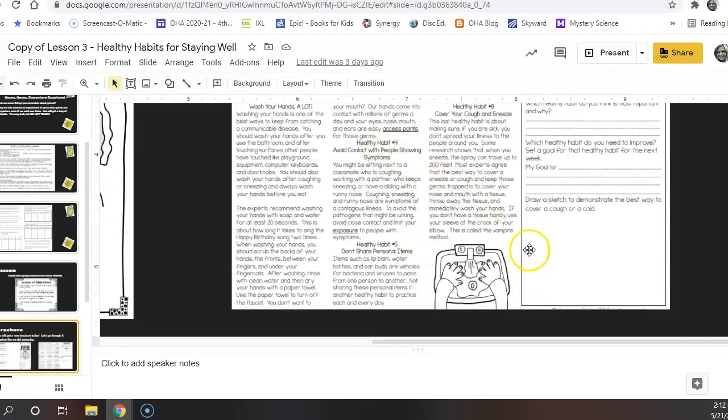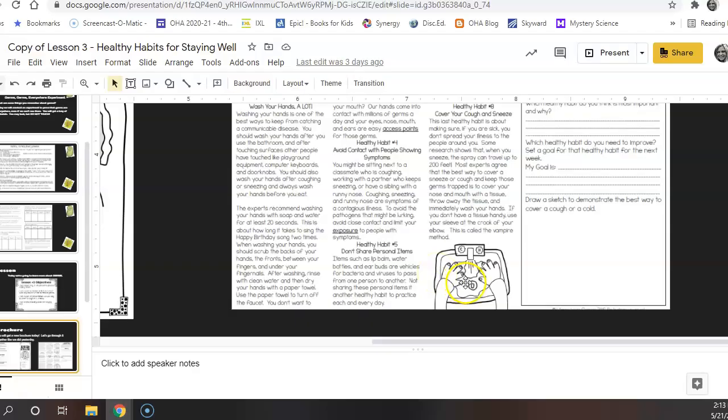Healthy habit number 4, avoid contact with people showing symptoms. You might be sitting next to a classmate who is coughing, working with a partner who keeps sneezing, or have a sibling with a runny nose. Coughing, sneezing, and runny nose are symptoms of a contagious illness. To avoid the pathogens that might be lurking, avoid close contact and limit your exposure to people with symptoms.